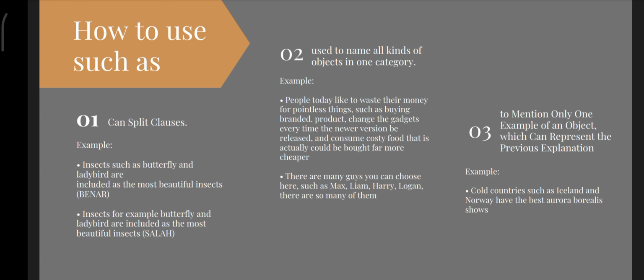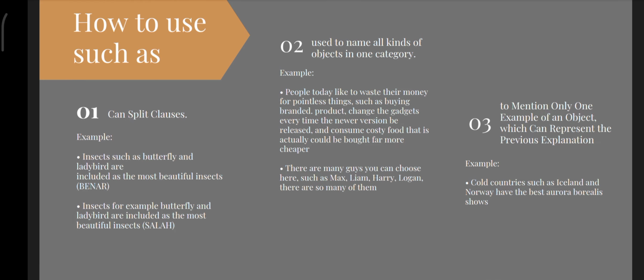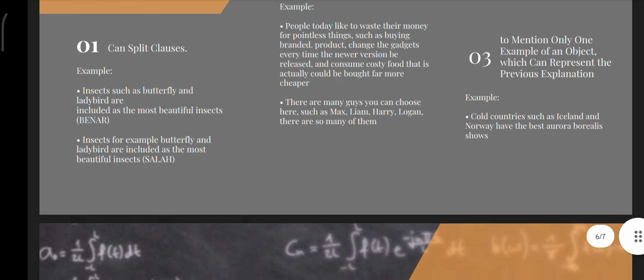Example, people today like to waste their money for pointless things, such as buying branded products, changing the gadgets every time the newer version is released, and consuming costly food that is actually copyable for more cheaper. 3. To mention only one example of an object which can represent the previous explanation. Example, cold countries such as Iceland and Norway have the best aurora borealis shows.